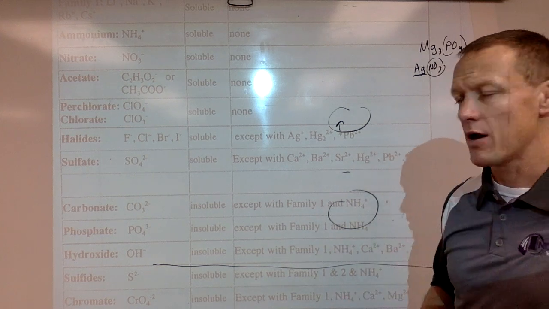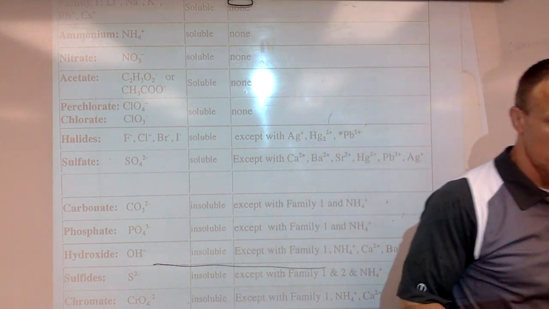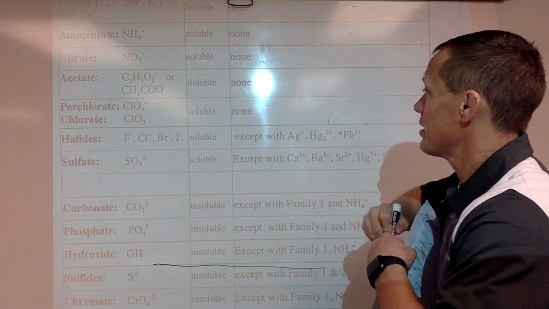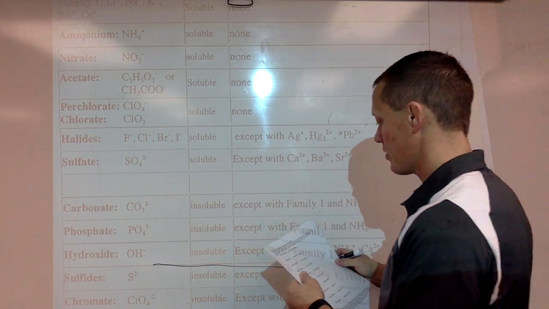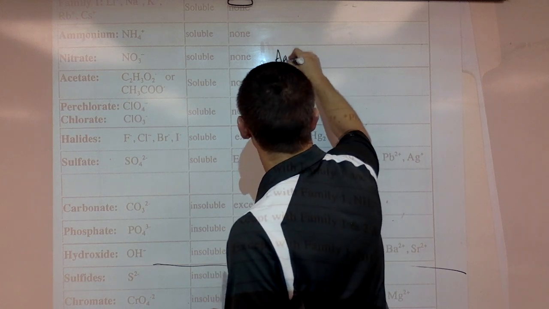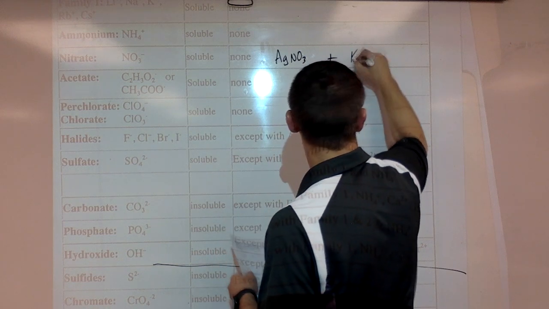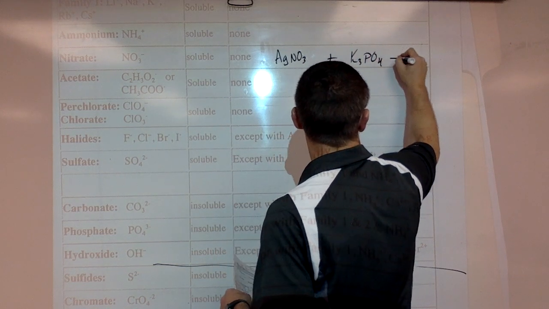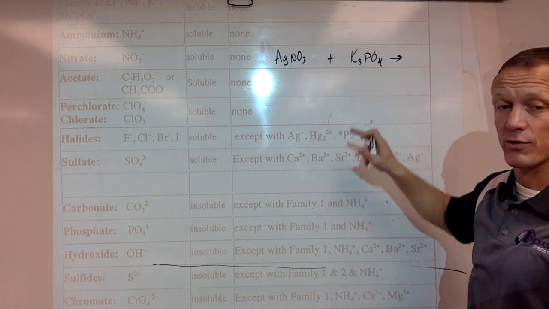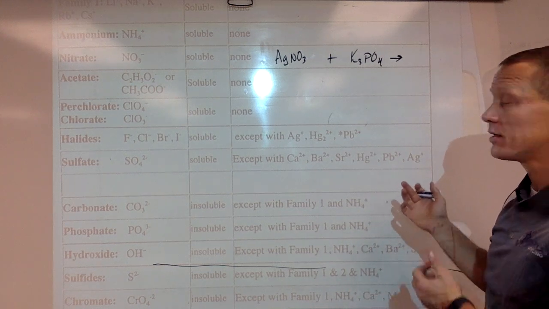All right. So now, if you're writing a double replacement reaction, briefly, I will do just a couple of these. Let's say we have some silver nitrate with some potassium phosphate. So we got this double replacement reaction going on. Both of these things would be soluble, by the way. Double replacements, the two reactants are always going to be soluble. You're looking for an insoluble product.